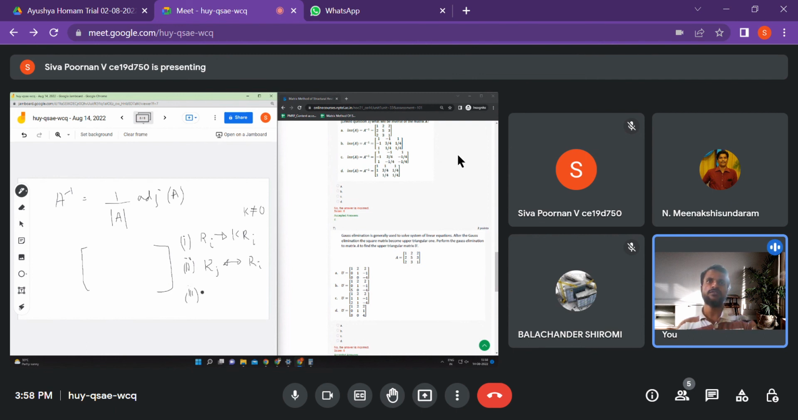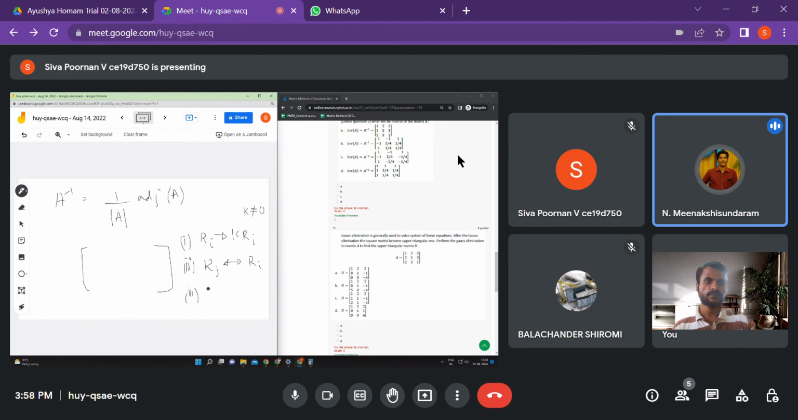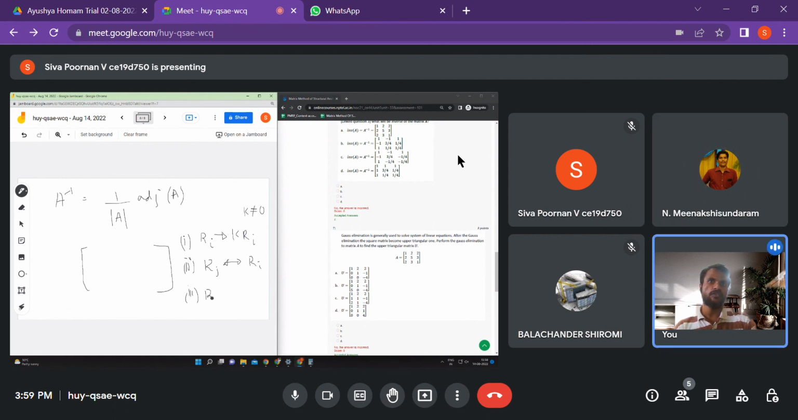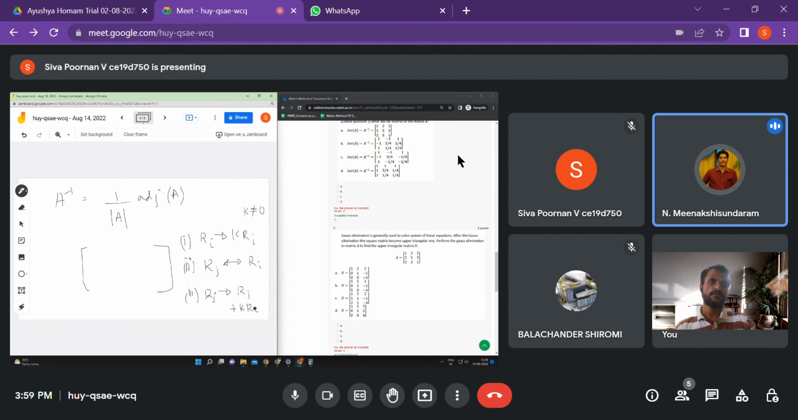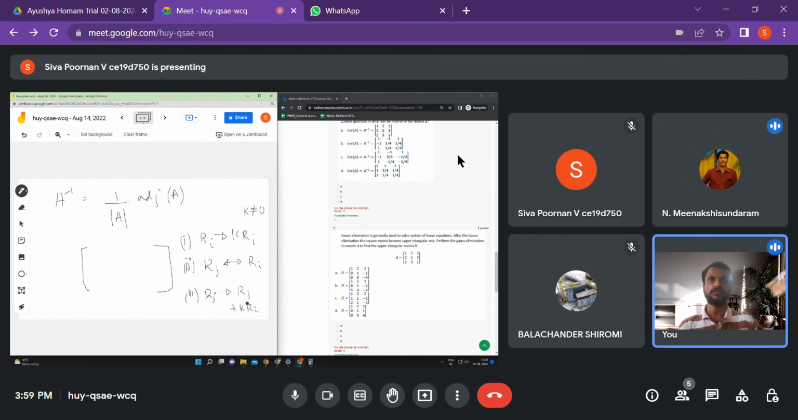What is the third rule? A very generic way of saying it is that any row becomes itself plus k times any other row. k can be negative, so negative is also included. In the first rule k can be anything except 0. Here it can also be 0; it wouldn't matter because rj will remain rj only. Only in the first rule it should not be 0.